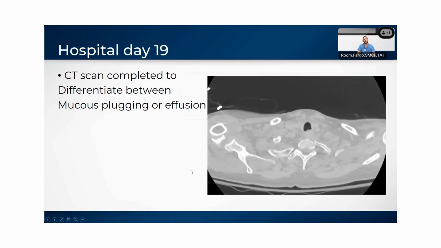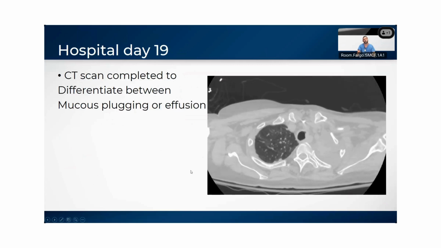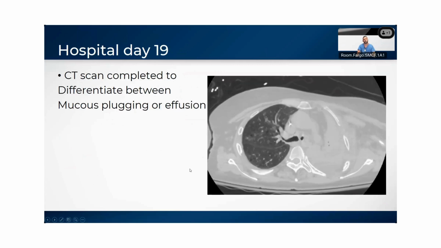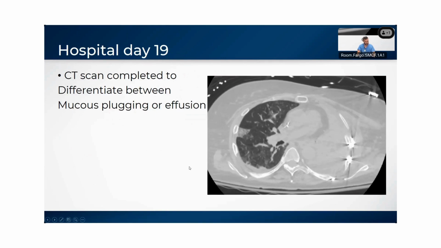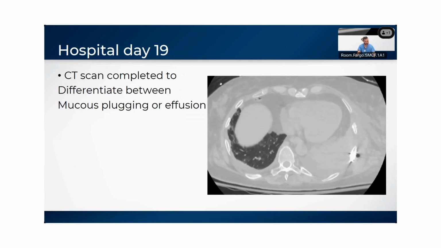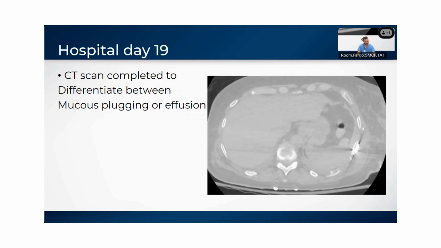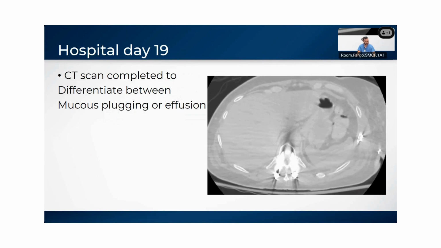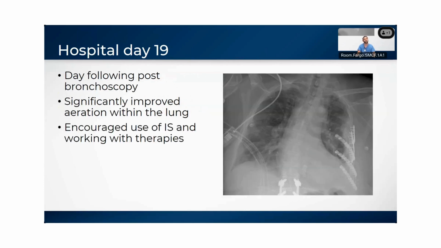So looking at that, on the left side here, you see that the lung is completely collapsed from mucus plugging. CT showed near complete opacification of the left main stem bronchus, left side airway secondary to secretions, resulting in complete atelectasis of the left upper and lower lobes. So this patient, pulmonology was consulted and she underwent a bronchoscopy. Day following post-bronchoscopy, her X-ray improved, significant improvement in aeration.